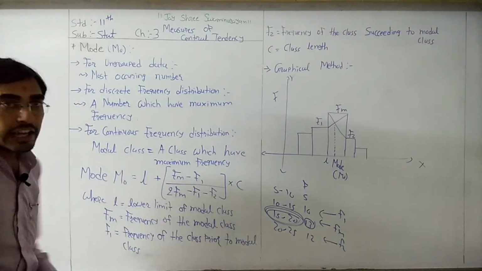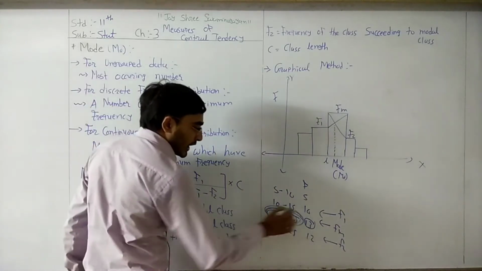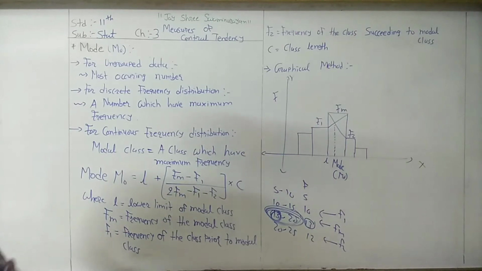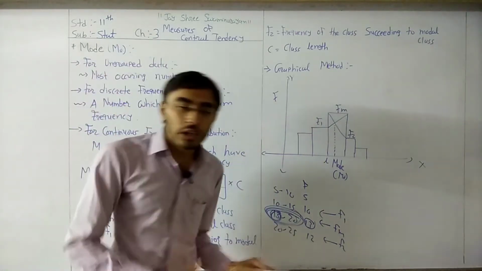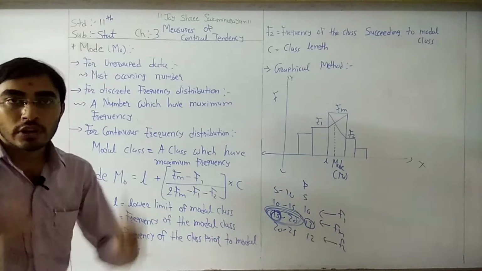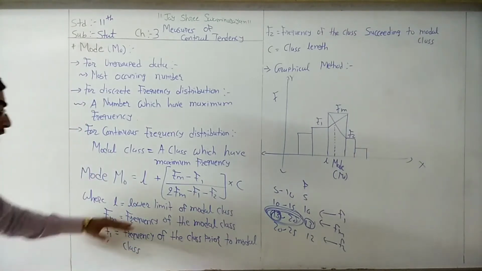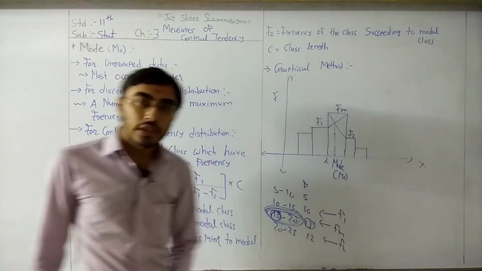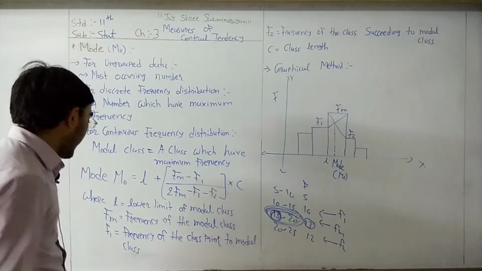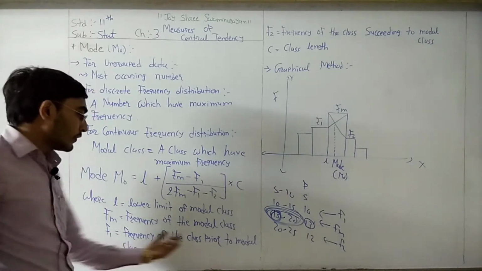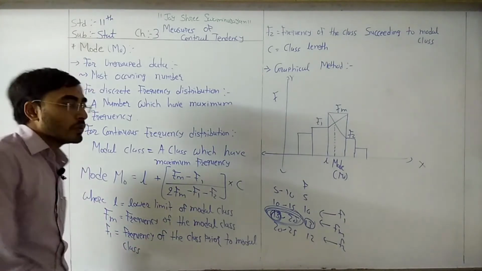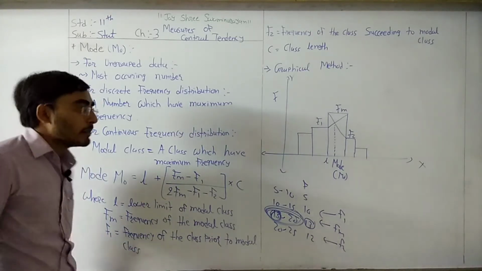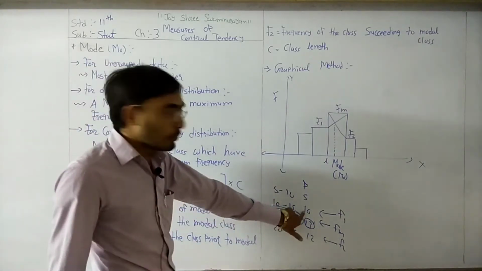Then what does L mean? This is your modal class, and L is the lower limit of the modal class, 15. Fm means the frequency of the modal class, that is your highest frequency, the maximum frequency. Then F1 is the frequency of the class prior to the modal class, that means the frequency above it.